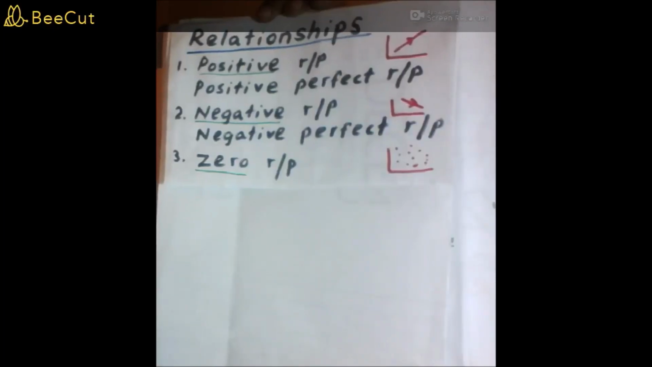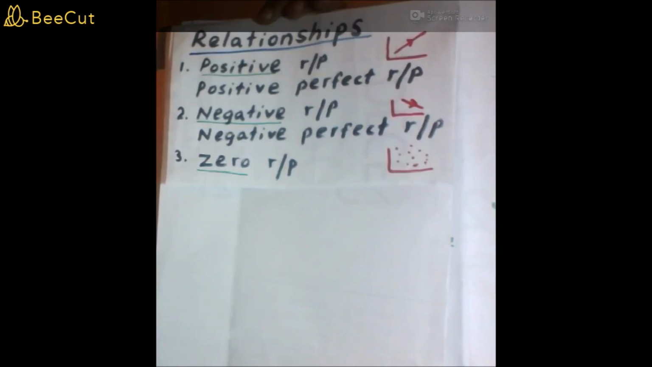What are we studying now? We are studying the relationship between two variables. Correlation. There are three types of relationships.